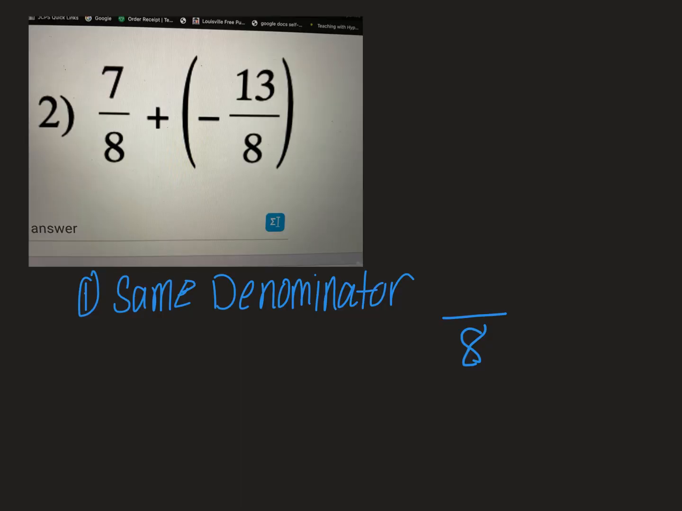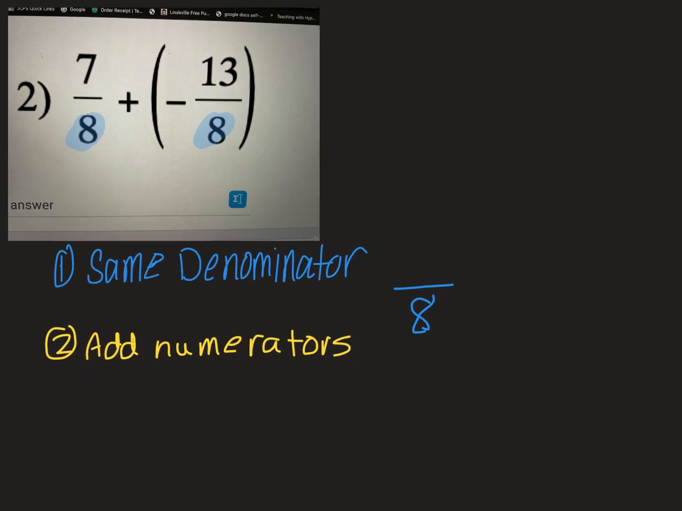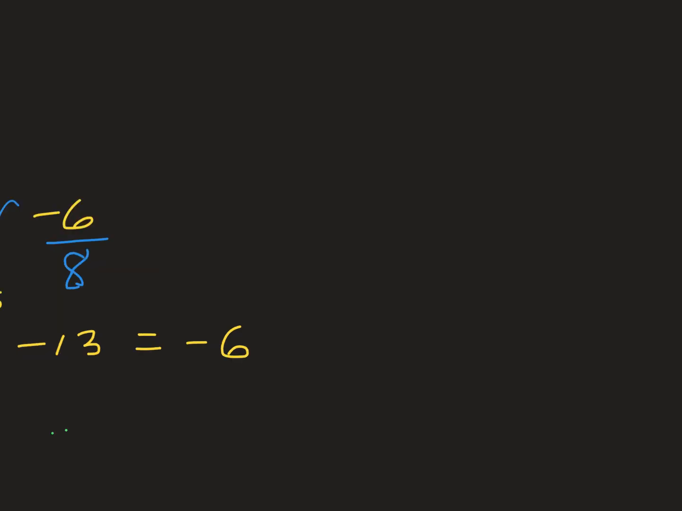Problem number 2, again, we're going to keep the same denominator because both of these fractions have an 8 in the denominator. Step 2, we're going to add those numerators together, keeping the signs in mind. Here we have a +7 because there's no negative in front of it, and we're going to add it to a 13 that does have a negative in front of it. So it's going to be 7 plus -13, which is equal to -6. That -6 becomes your numerator. So far we've got -6/8.